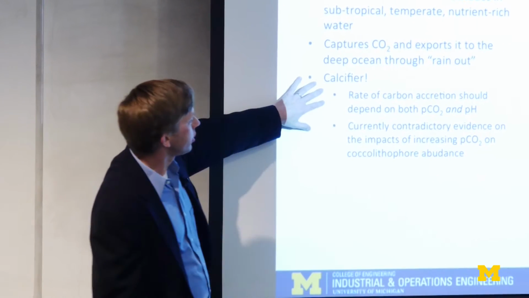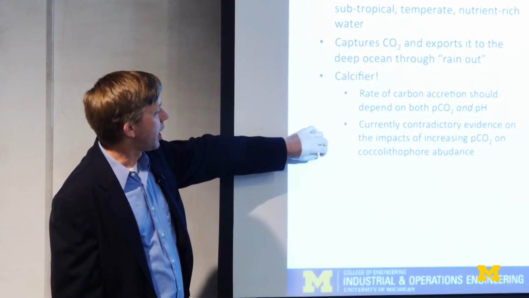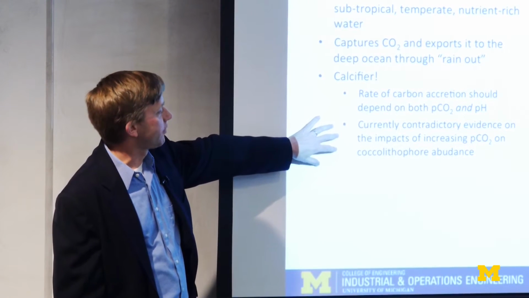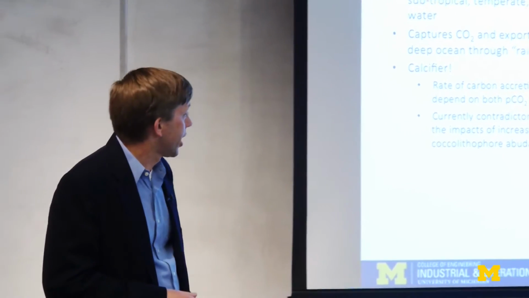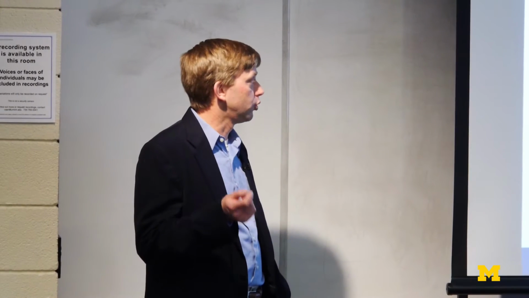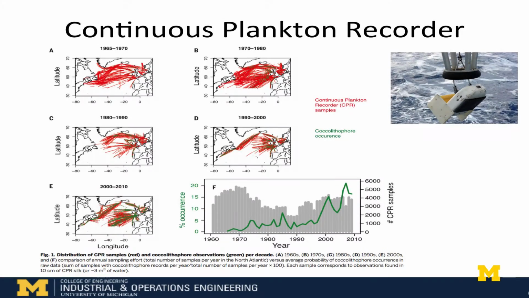It's a calcifier. So in theory, the rate of carbon accretion should depend on both CO2 and pH. And based on what we can find in the literature, there was, and still is, somewhat contradictory evidence on the impacts of increasing CO2 on coccolithophore abundance, particularly in the North Atlantic, which is where we were looking.